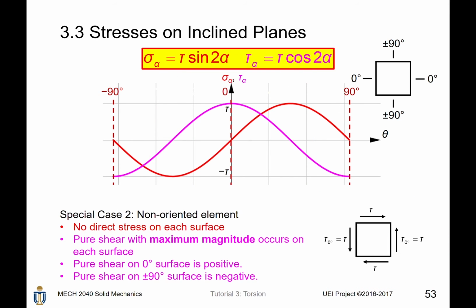Another special case is the non-oriented element. Observe this curve, you can see that there is no direct stress acting on each surface. Besides, for this element, we only have pure shear. At alpha equals 0, the shear stress is the positive tau. Then we can draw this arrow first, which is tau.